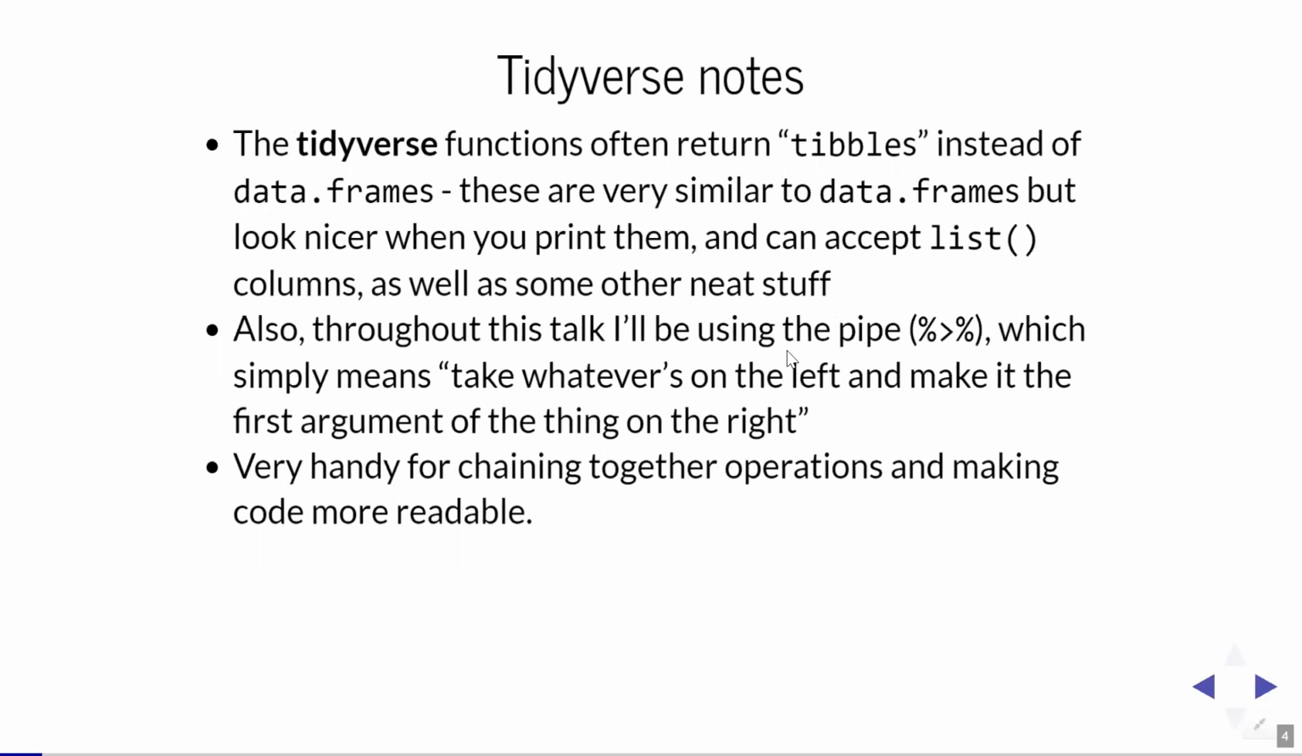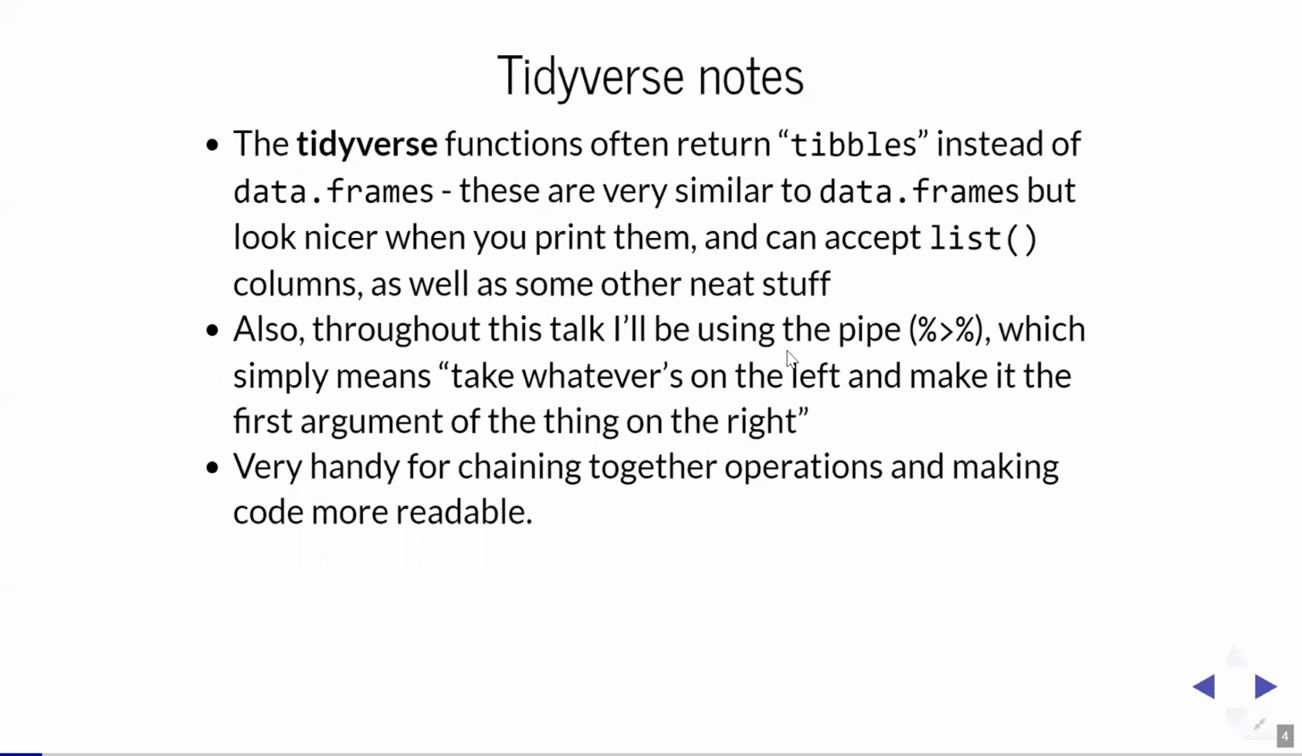Some notes about the Tidyverse if you've not been using it, or maybe if you have. The Tidyverse functions often return tibbles, which are a form of data frames. Data frames are, of course, the standard R object that store data in a sort of spreadsheet style rectangular format. Tibbles are very much like data frames. They do a lot of the same things. You can work with them in the same ways, but they look nicer when you print them. They're a little bit faster on some operations, and also you can have a list in a column. If you want to store multiple values in the same column, you can do that.